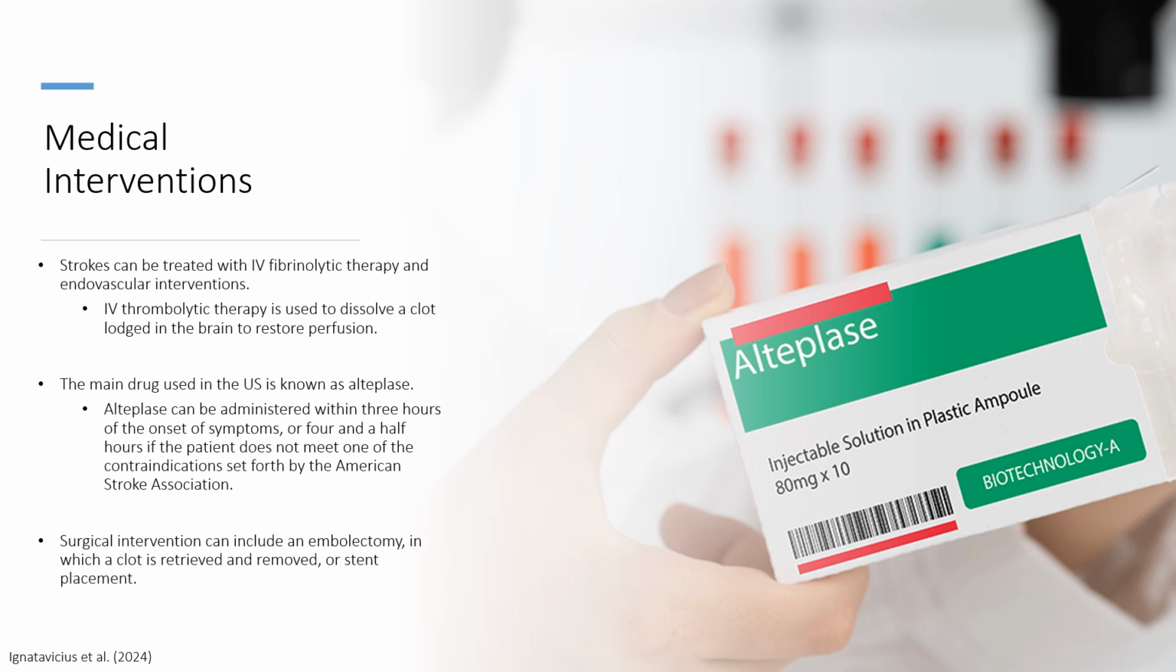If our patient is coming in with a massive clot leading to an ischemic stroke, we can implement fibrinolytic therapy or endovascular interventions. So the main drug used in the US is known as alteplase, and this is time sensitive. It must be administered within 3 hours of the onset of symptoms, or 4.5 hours if the patient does not meet one of the contraindications set forth by the American Stroke Association. We can also have surgical interventions like an embolectomy, in which a clot is retrieved and removed, and then a stent is placed to relieve that blood flow.